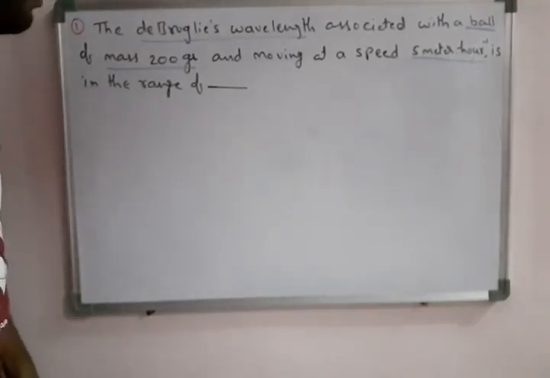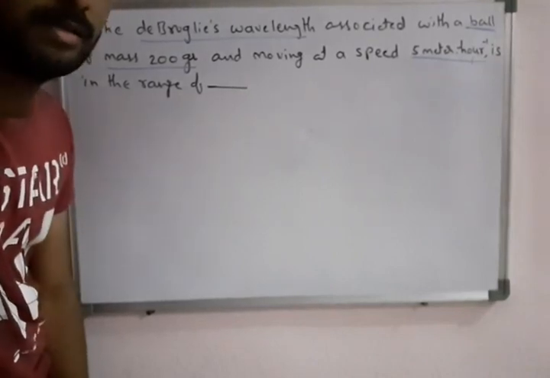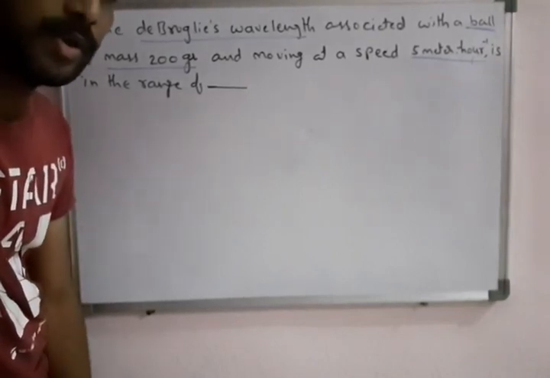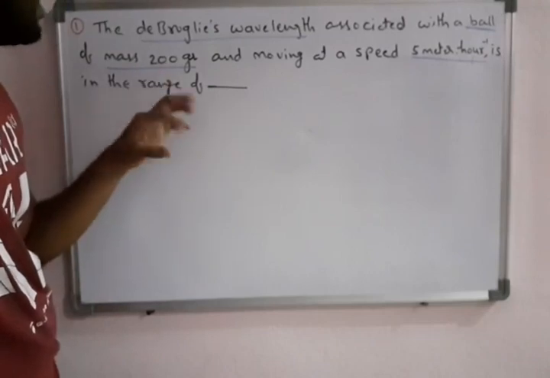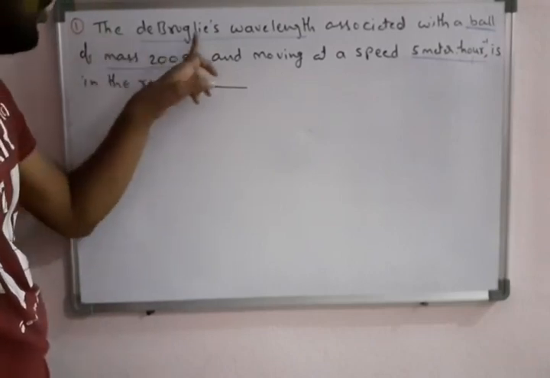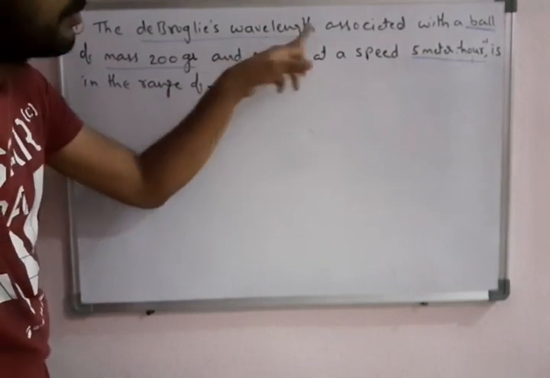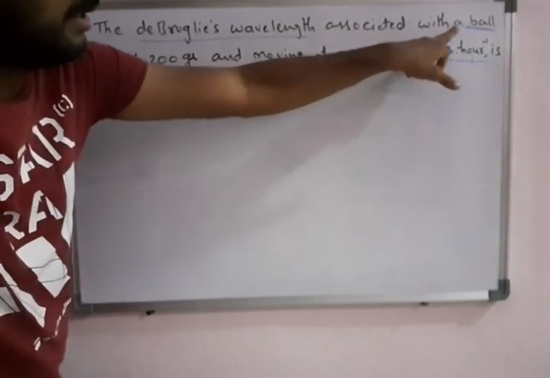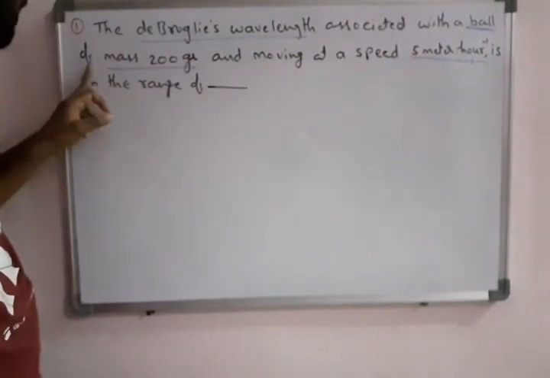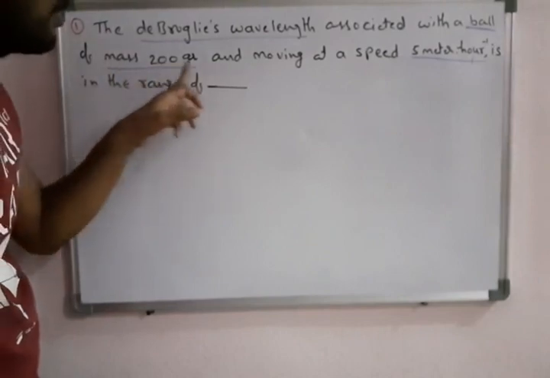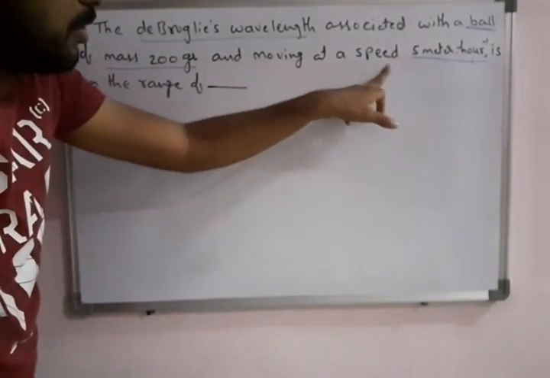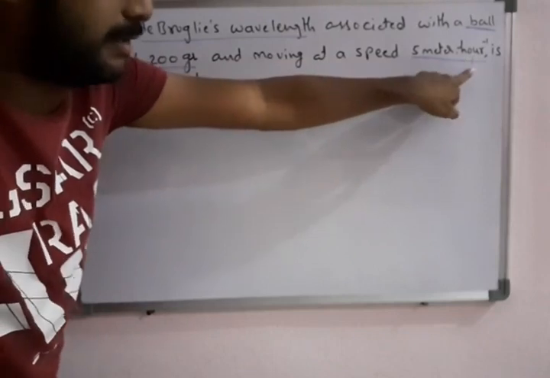Okay, see the problem based on de Broglie's theory, nothing but de Broglie's equation. Here in this problem, we need to calculate the de Broglie wavelength which is associated with a ball of mass 200 grams and is moving at a speed of 5 meters per hour.